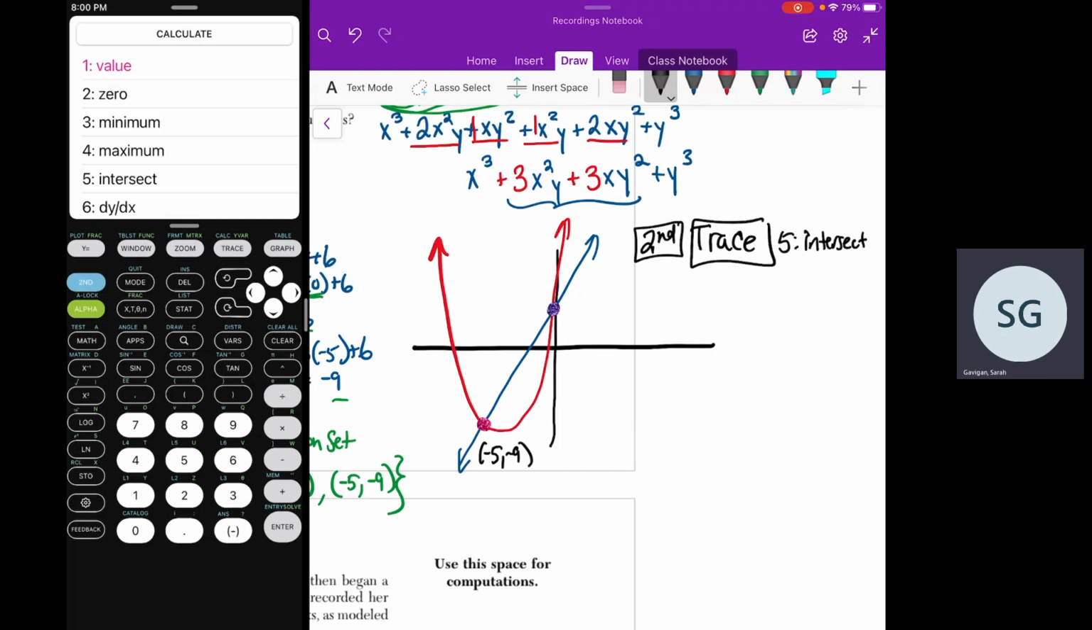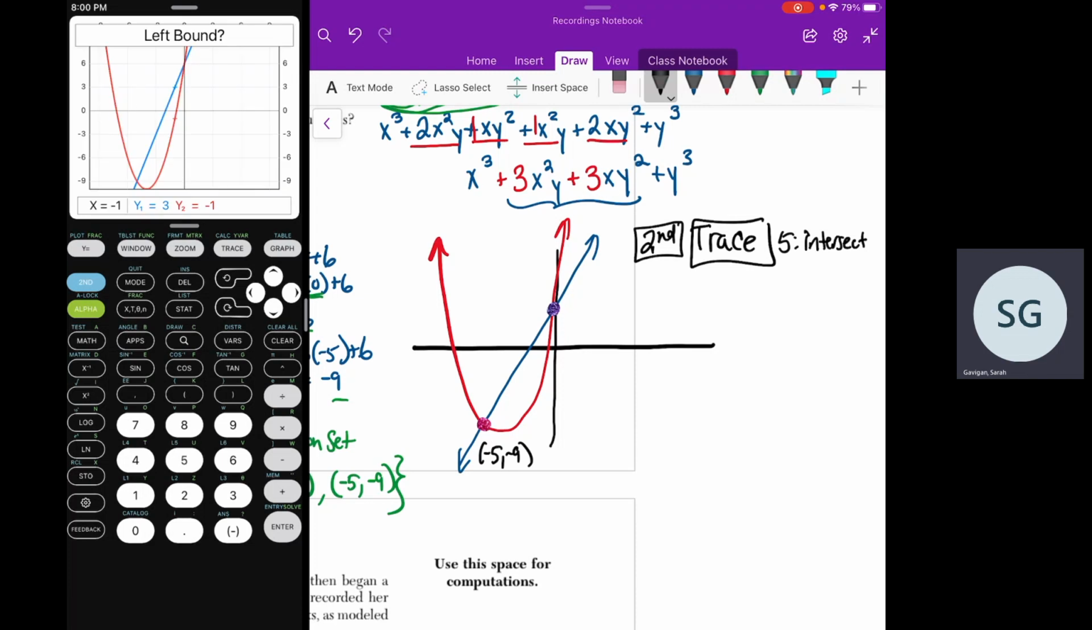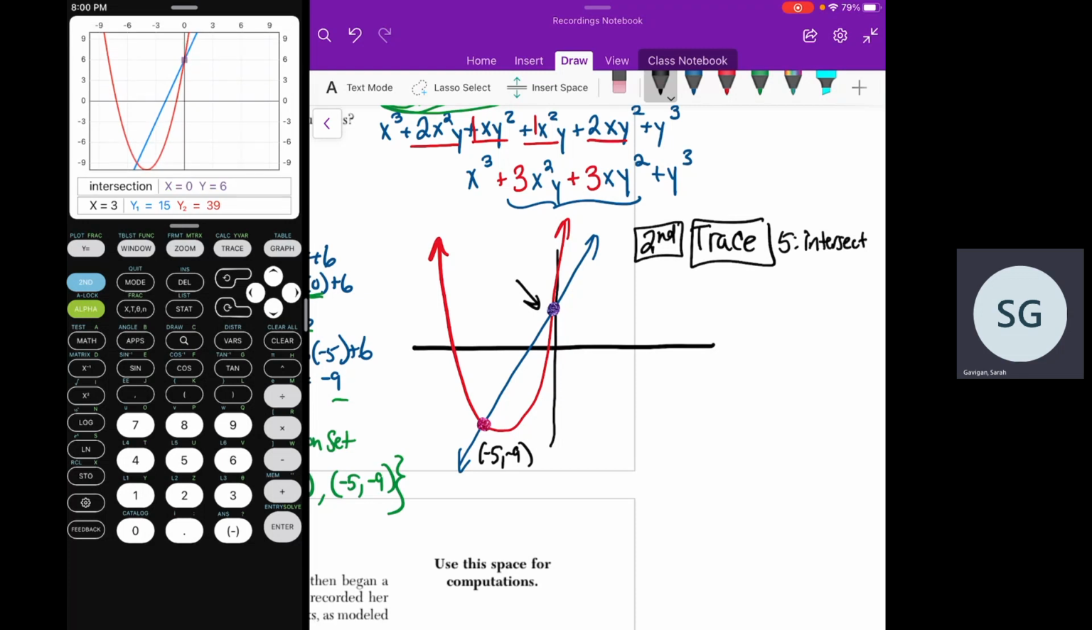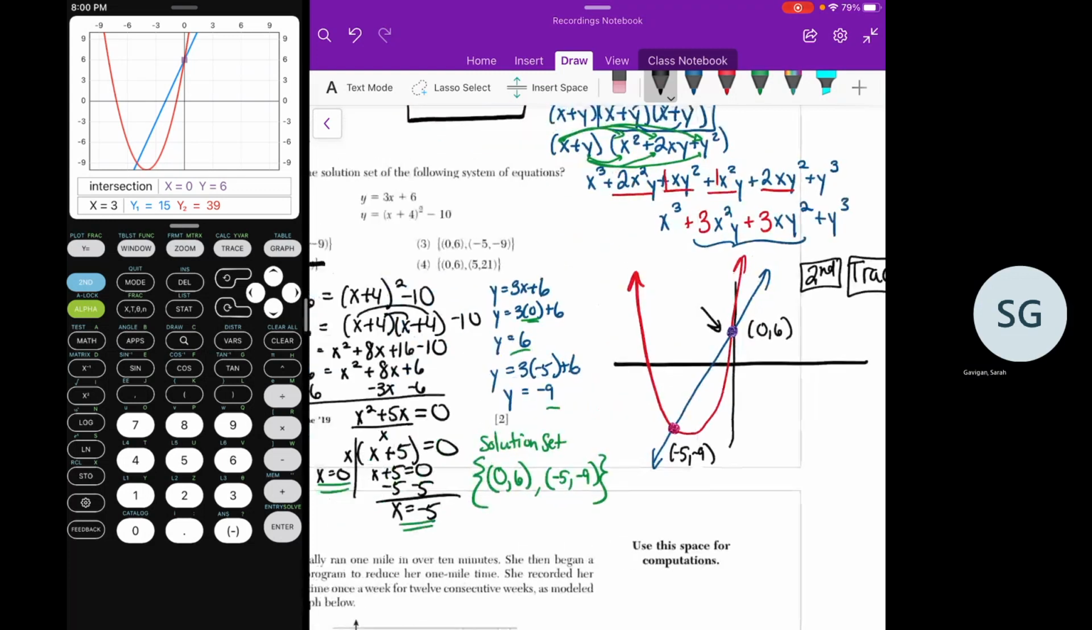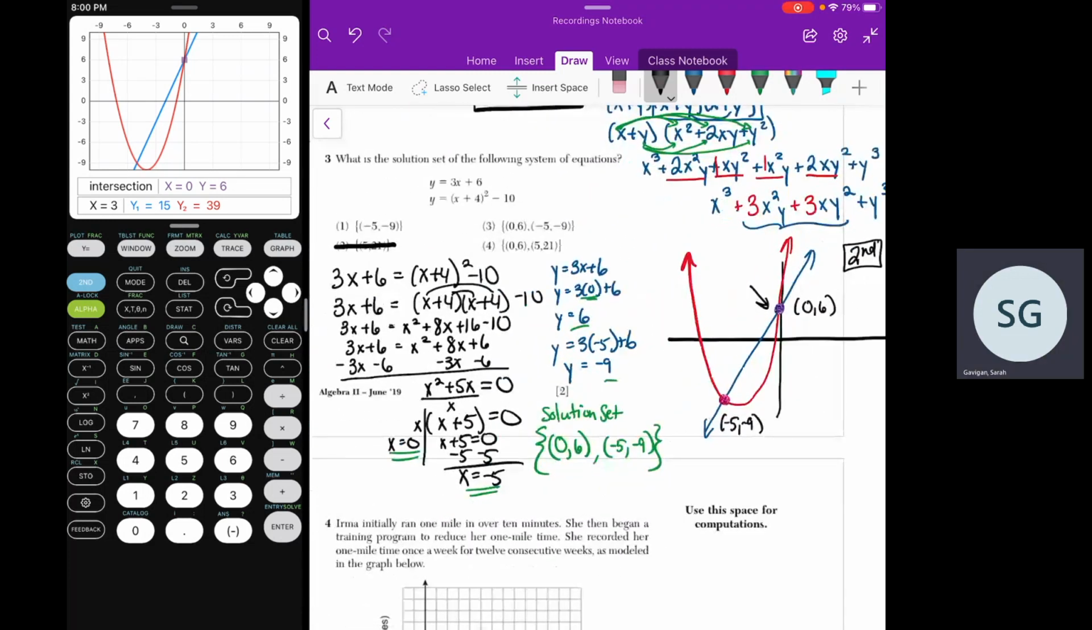You can do that same process for the other intersection point. The upper one, which it would be right there, it looks like it's at 0. So if I say left bound would be, I don't know, -3. And right bound, I'm going to type in +3. And it gave me my intersection point of 0, 6. So each way I did that, I saw my correct answer was choice 3.